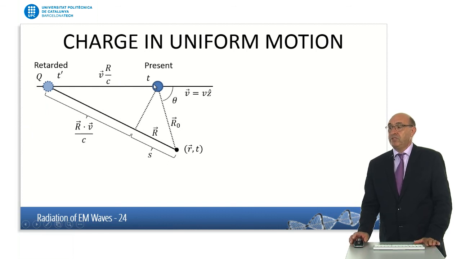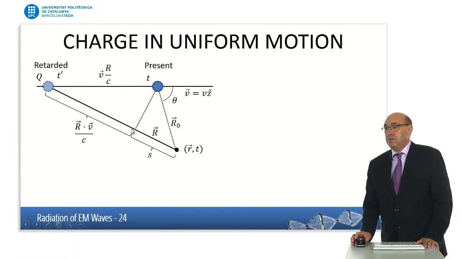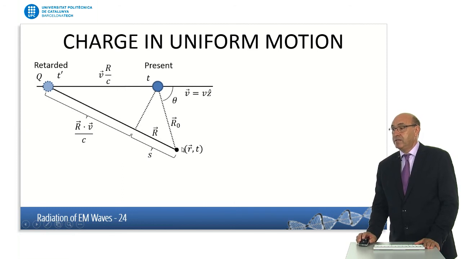To write the expressions for the fields in a simple way, we just have to project this point. We just project in this direction. And if you see this point, this vector here is just the dot product, the scalar product, of r times the velocity divided by c, which is basically the projection of this point. And we call this segment S.